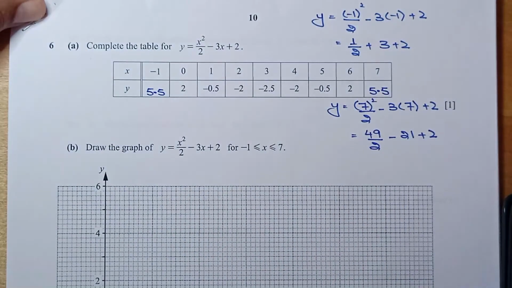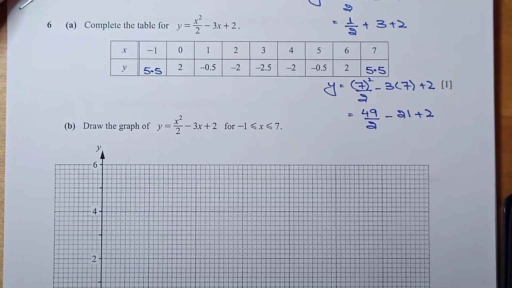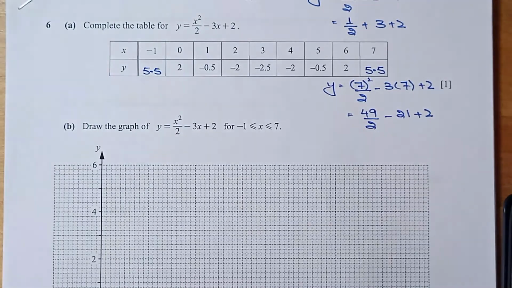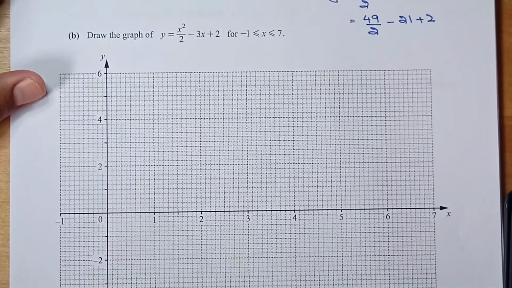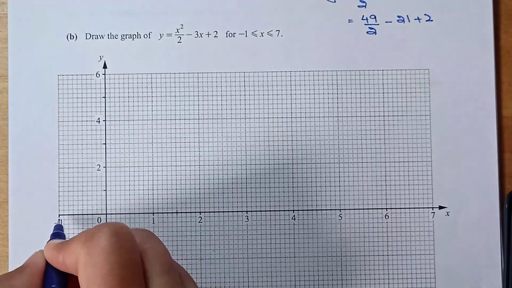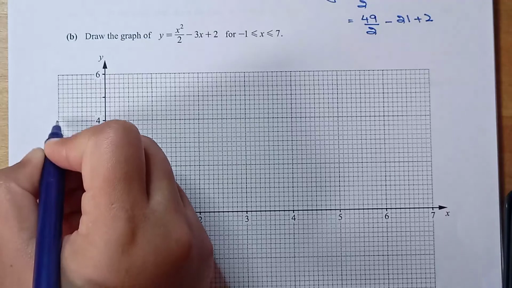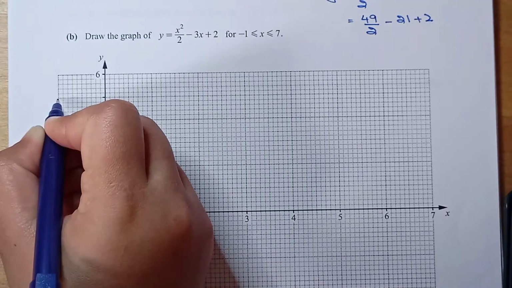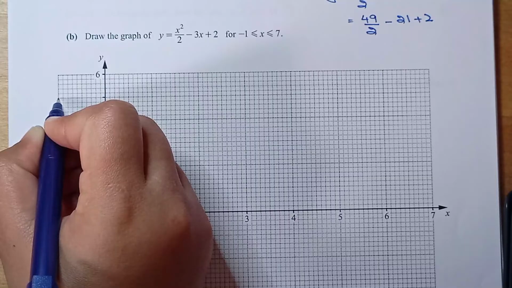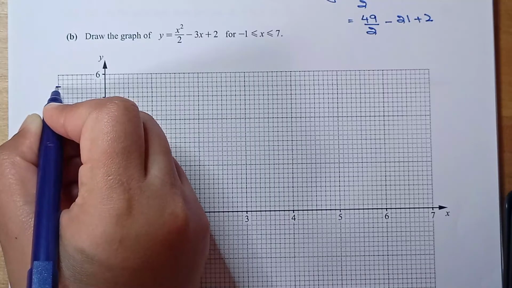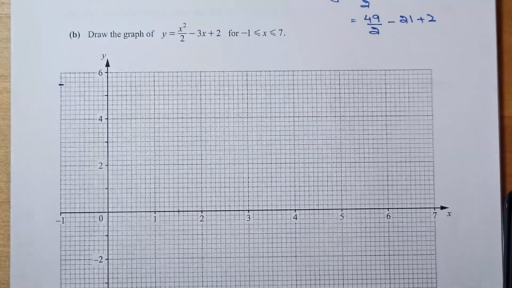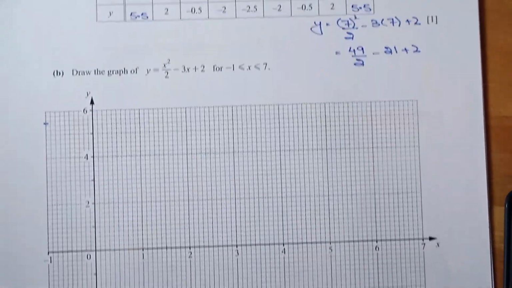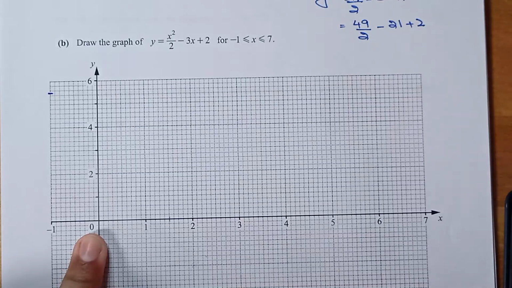Okay. Now for the B part, draw the graph of the function for x between -1 and 7. So when the x value is -1, the y value is 5.5. Let me find where 5.5 is. For -1, x is -1 over here and y is 5.5. Here it is 4, we have 5, and then 5.5, this point. Now for the second point, when x is 0, y is 2. For x equals 0, the y value is 2, this point.